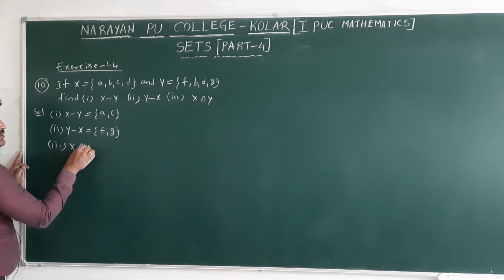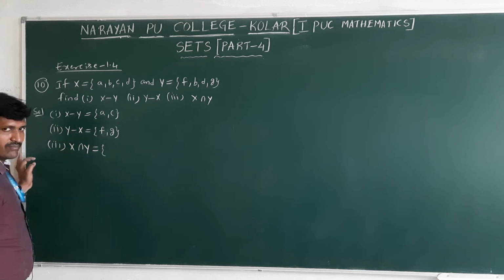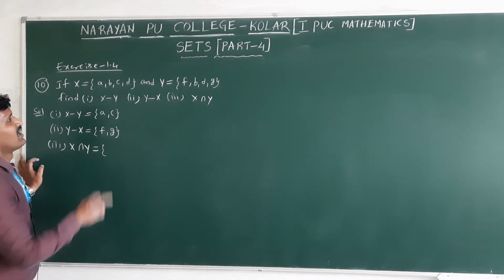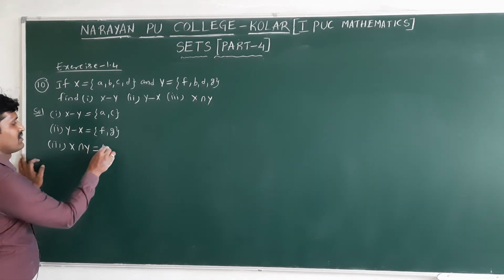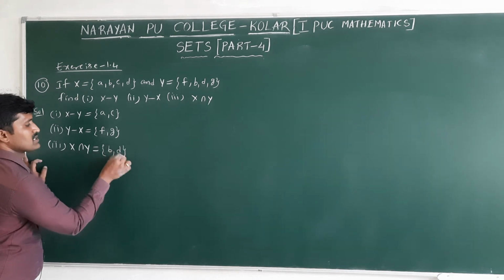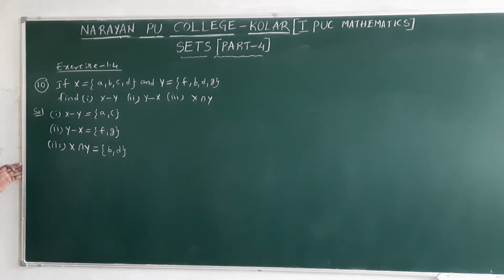Third one, we need to find X intersection Y. Intersection means common elements between X and Y. Which are the common elements? B and D. Okay. Next.